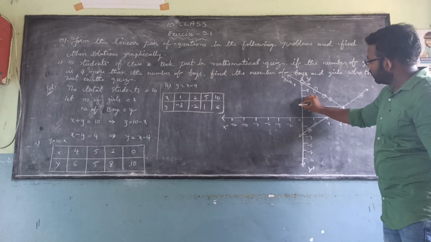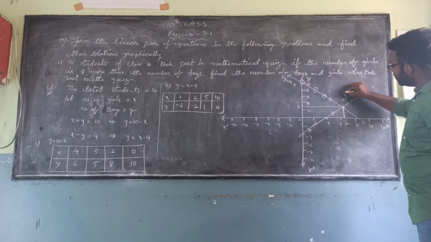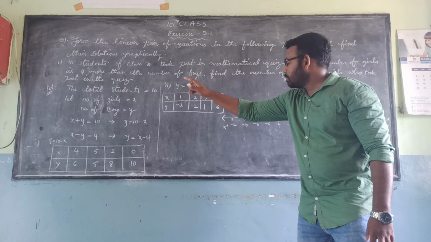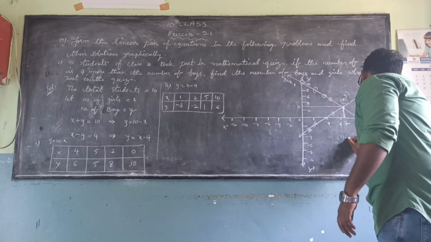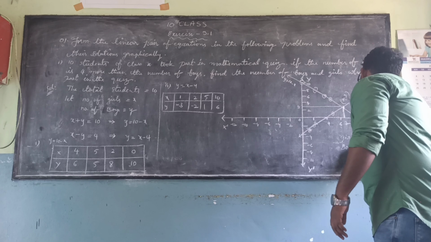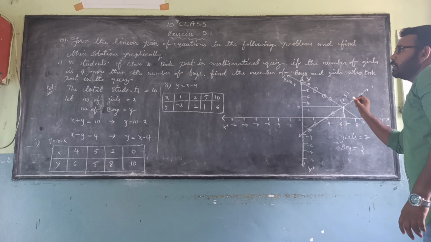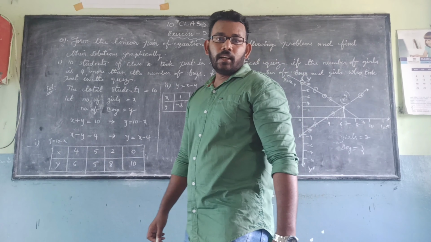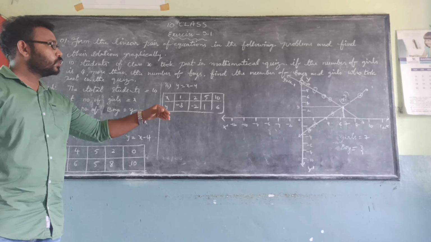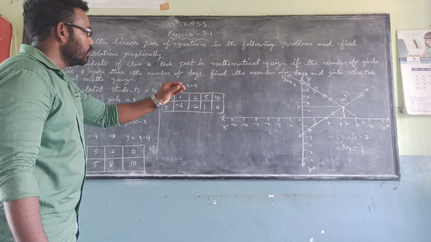Here this is 7 and this is 3. The coordinate point is x is 7 and y is 3. So the value of x is nothing but the number of girls, which is 7, and y is nothing but the number of boys, which is 3. So this is the way to represent the equations on graphs to find the intersecting point on a graph.